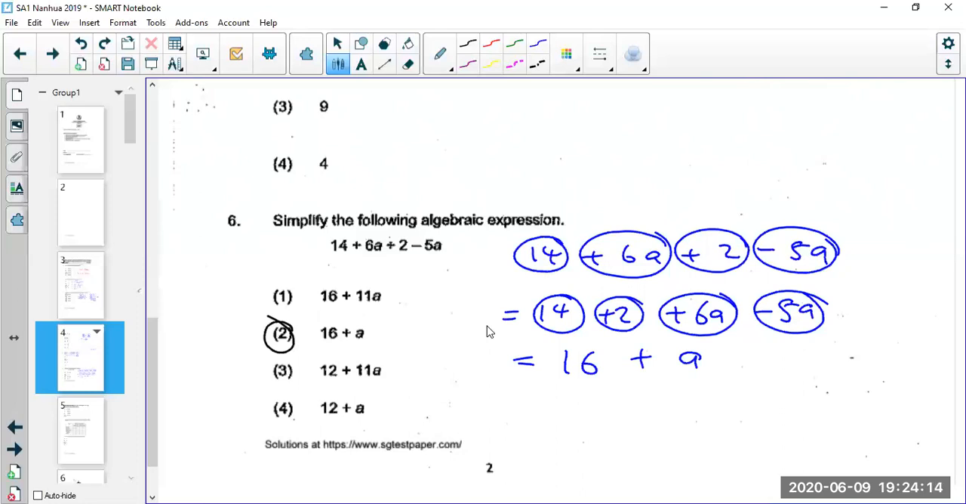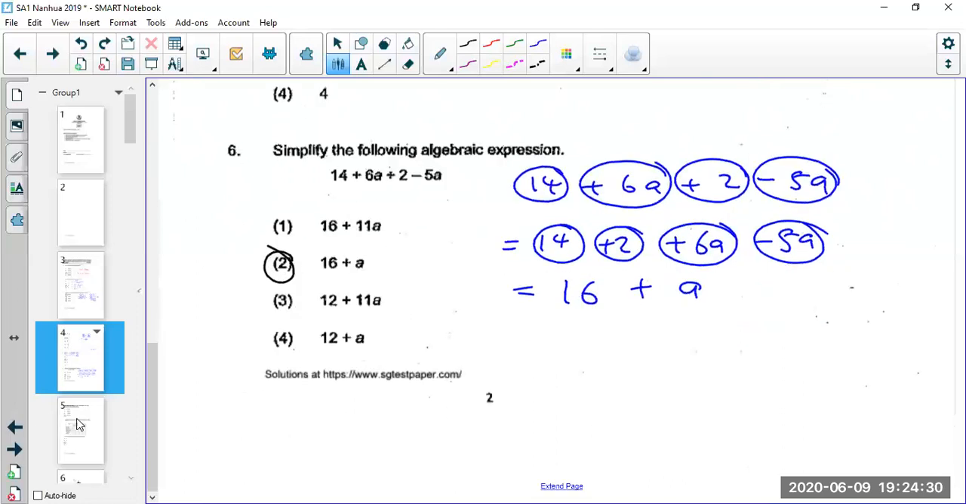So over here, what do you do? You circle the groups and then you put them together. Right, the groups that have the same type, put them together, then you can plus them already. 14 plus 2, 16. Then 6a minus 5a will be a. Understand? Okay, next one. Let's go to the next question.